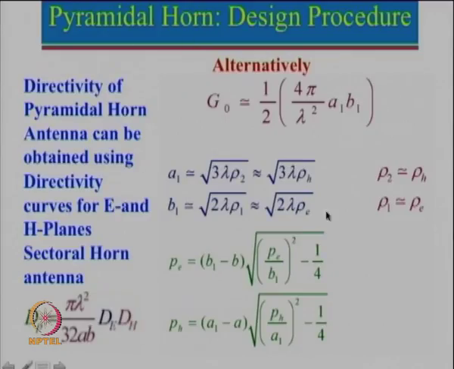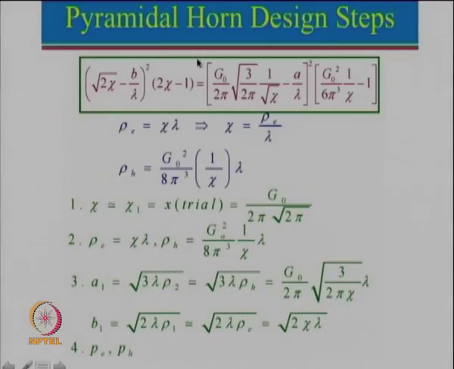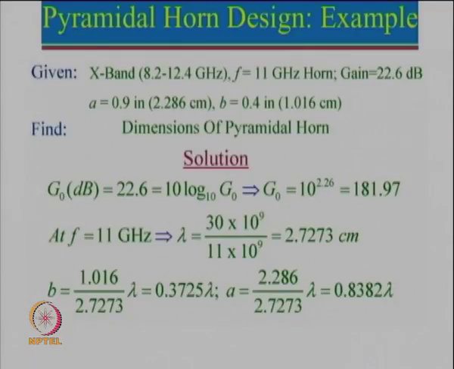So if you combine these equations, you will get this expression over here, and we can see that rho E is given by this expression. And once we solve this equation for x or xi, then we can find out rho E and all the other parameters. So we have just shown you this particular example. This example is again given in the Balanis book.